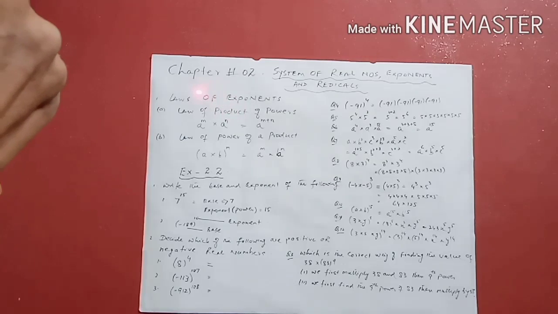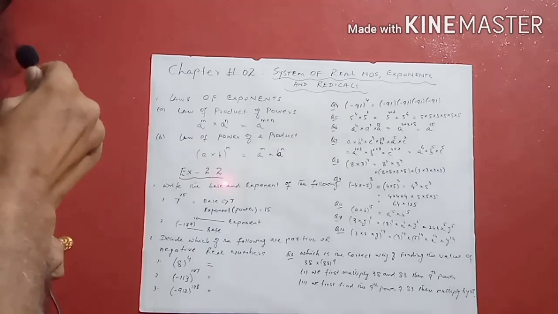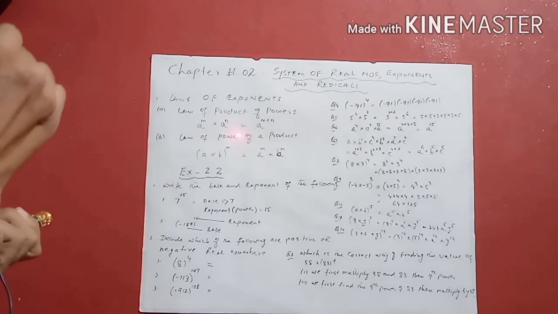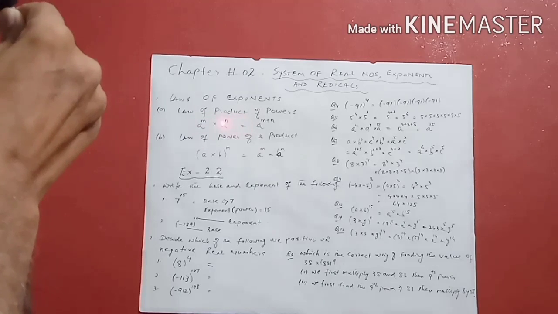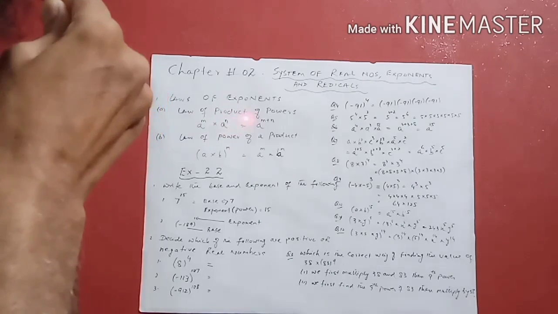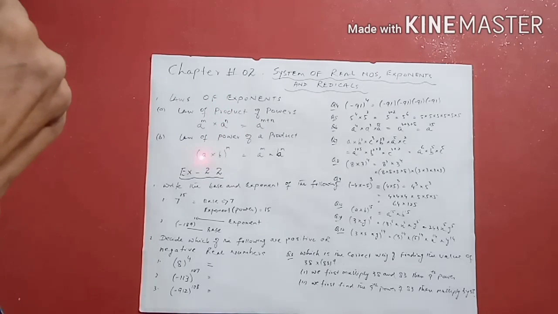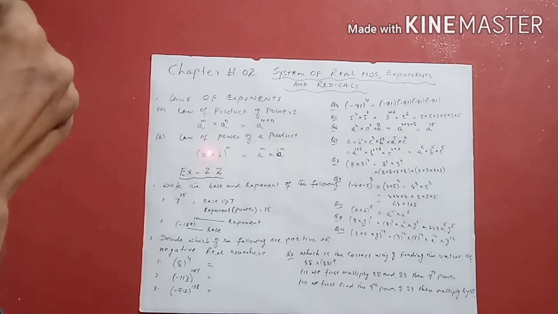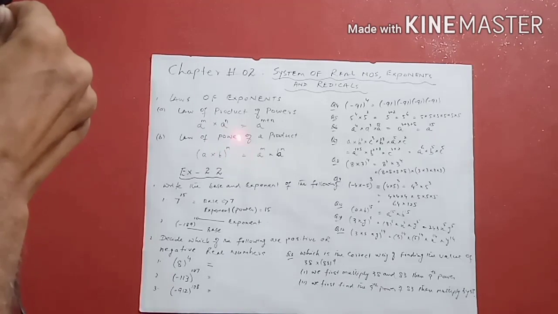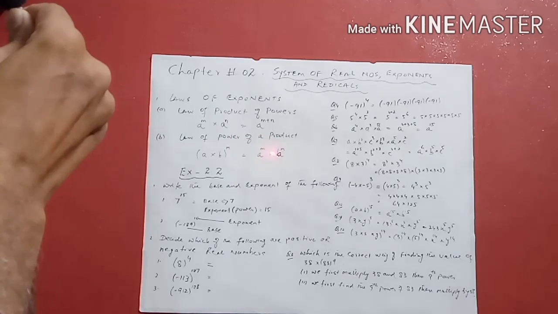And number 2, the law of power of a product. That means two numbers multiplied in a bracket having a single power. That means both the numbers, either variables or numeric values, have the power. The example is a multiplied by b, all raised to power m. That means a raised to power m multiplied by b raised to power m.